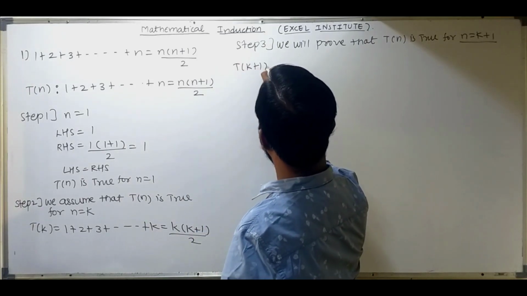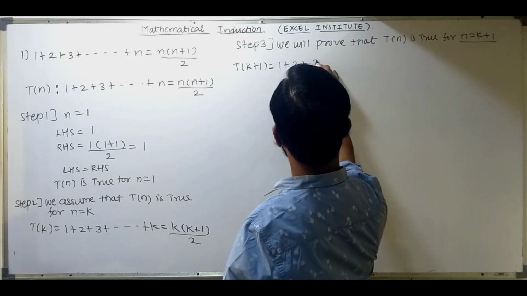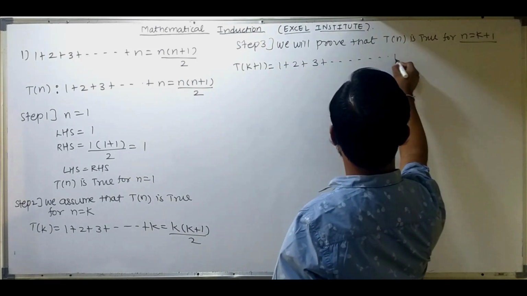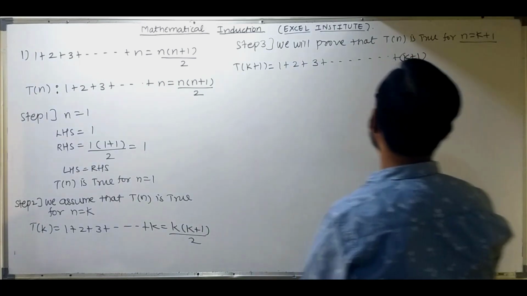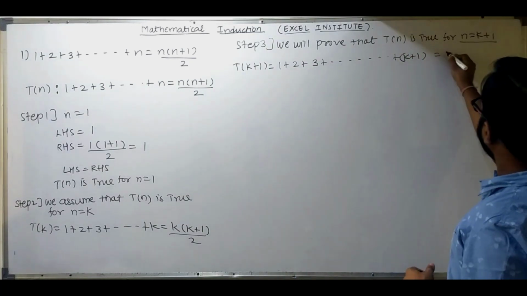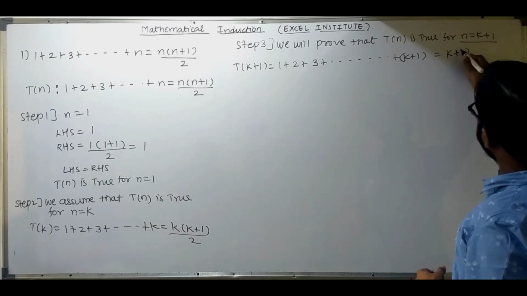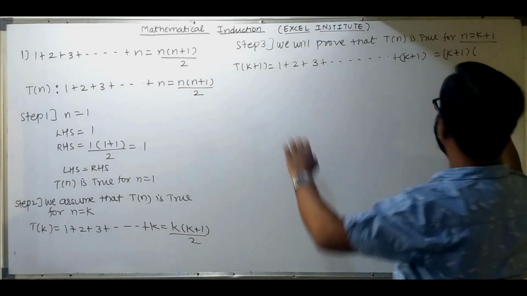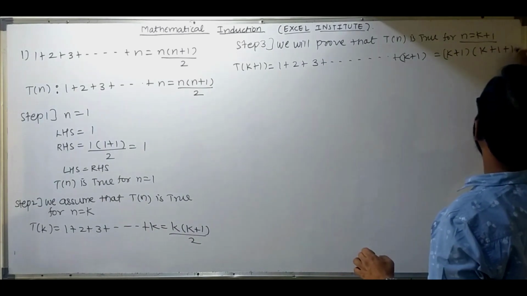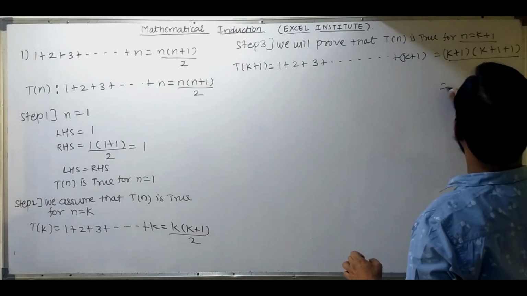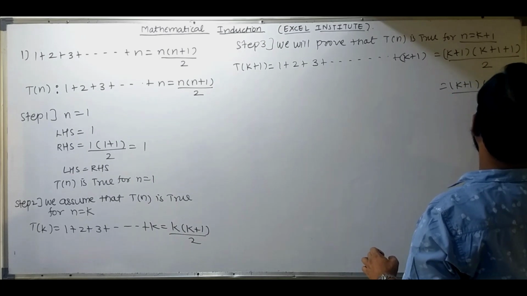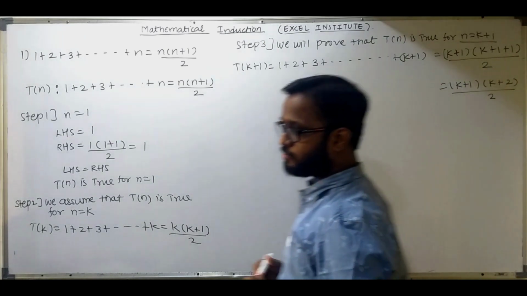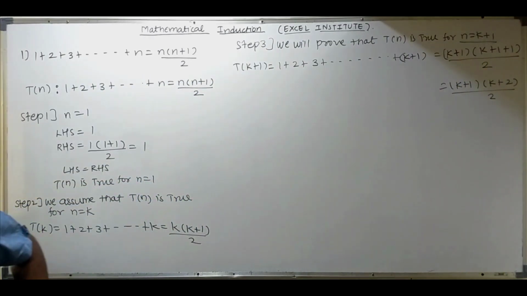P of k plus 1 is equal to 1 plus 2 plus 3, like this, where n is replaced by k plus 1. Wherever there is n, it is replaced by k plus 1. So this is k plus 1 by 2, and so this is k plus 1, k plus 2 by 2. N is replaced by k plus 1.